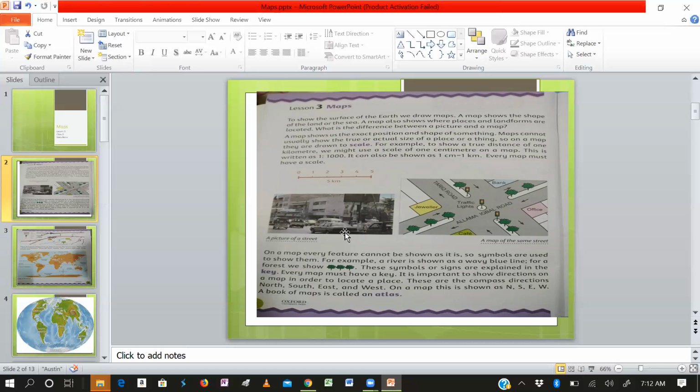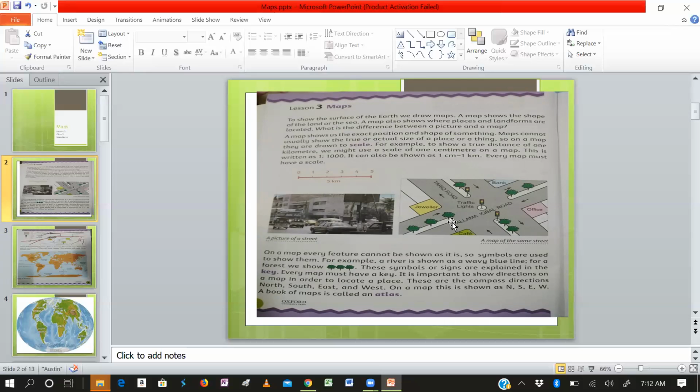It is a flat image of things or places. It does not tell us the position. It does not even tell us the location of the places or things, or the actual size of the things through a scale. So this is the difference between a picture and a map.